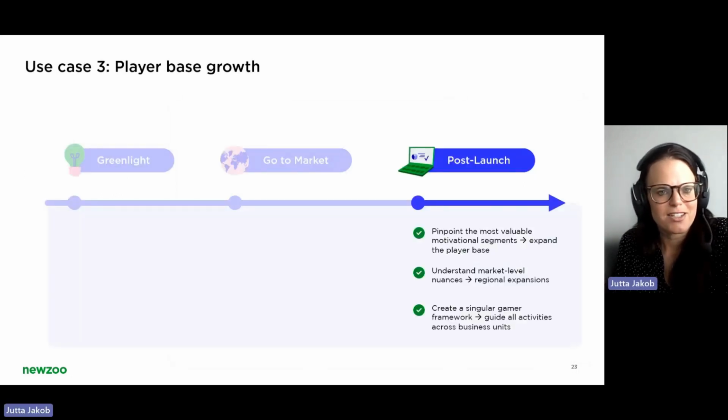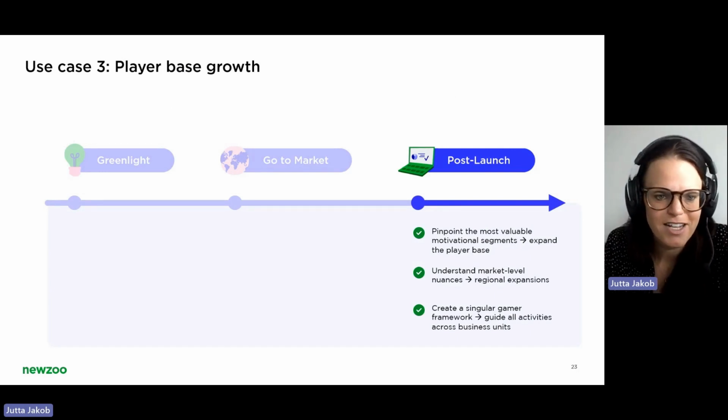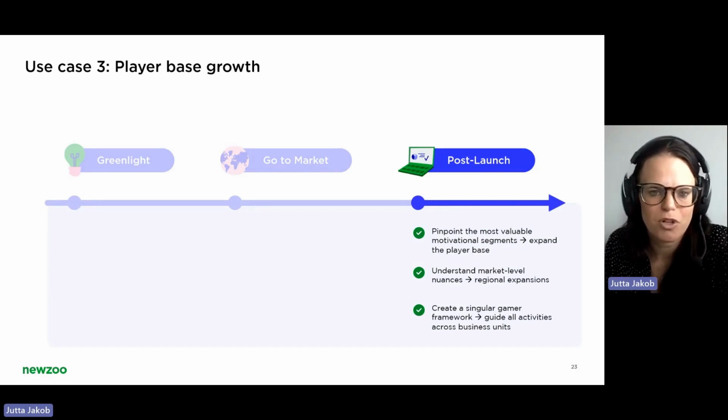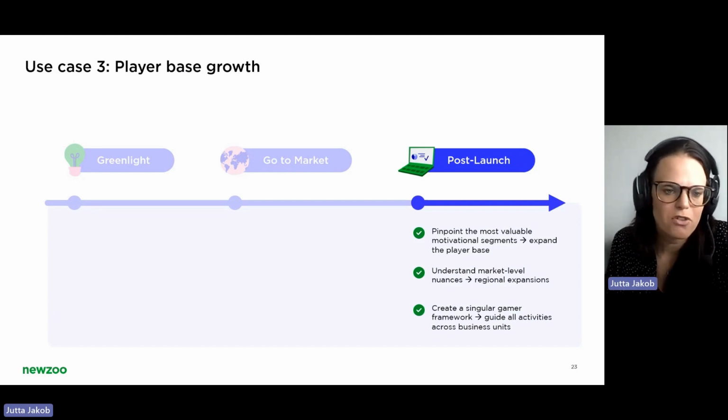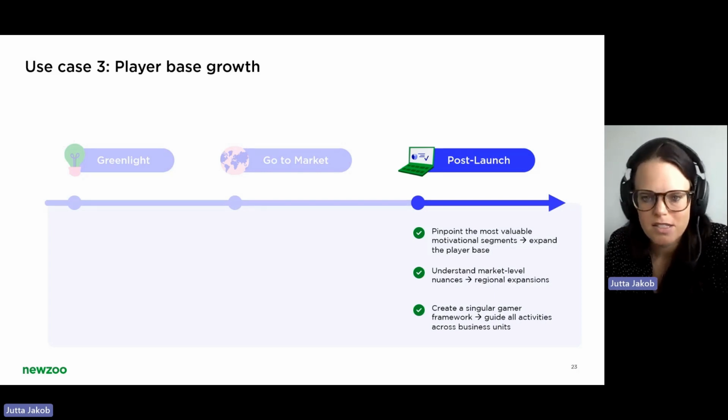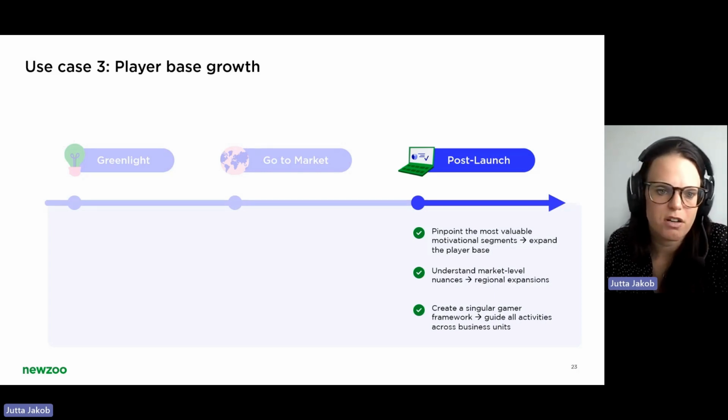So this brings us nearly to the end of our webinar. In this last section, we have identified the most valuable motivational segments for expanding our player base post-launch, allowing us to focus our efforts on the audiences that have the greatest potential. We have developed an understanding of market level nuances for regional expansion, since it's important to tailor our expansion and targeting strategies to the respective markets. And lastly, we've created a common persona framework that serves as a guide for all our activities across different business units.